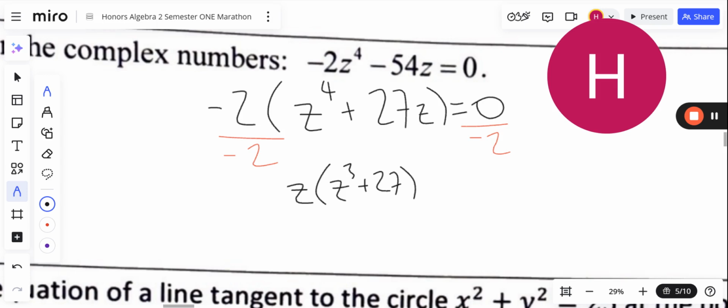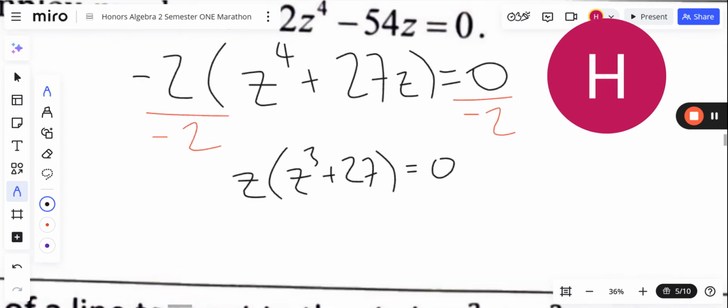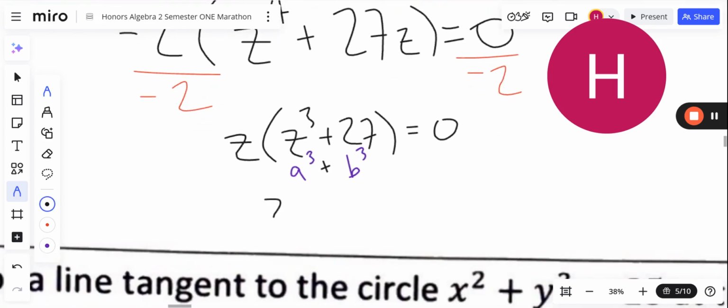I see, Mr. Z. This is a sum of cubes, where we have a cubed plus b cubed. And the factorization of that is going to be a plus b, so z plus 3, times a squared, that's z squared, plus ab, that's 3 times z, plus b squared, which is plus 9.